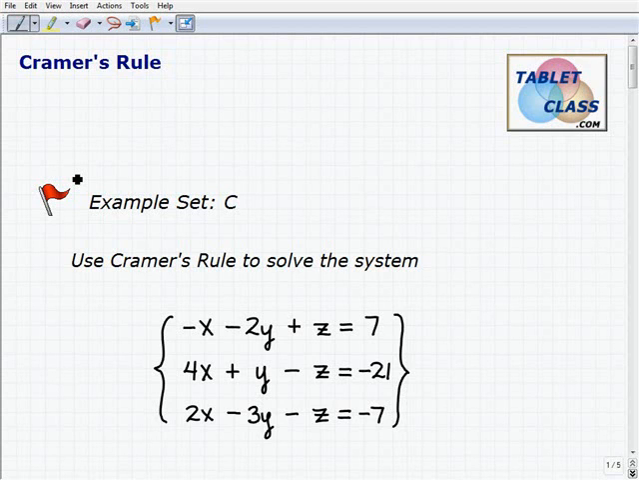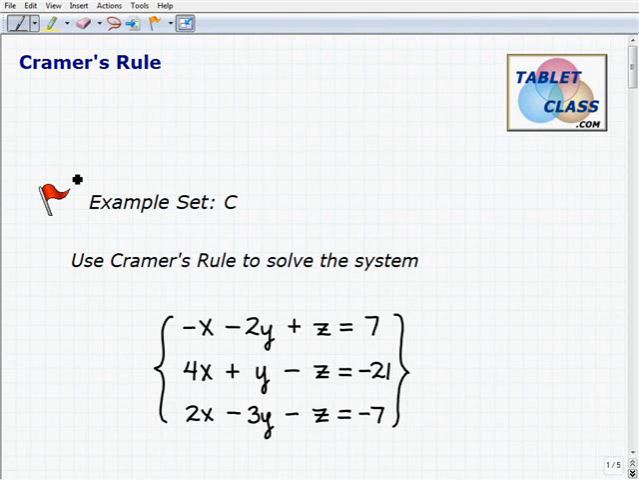Hello, welcome to the video on Cramer's rule. This is our third example set, set C. Before we get going here, it's really important that you have watched the lesson and have also done the other previous example sets, the other worksheets, example set A and B.